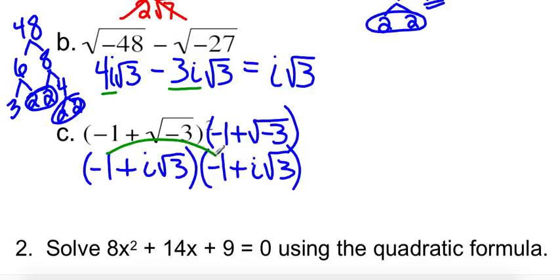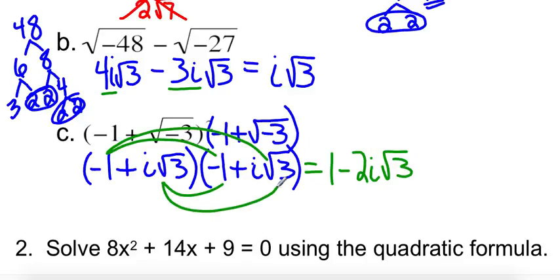Okay, so we have negative 1 times negative 1, which of course is positive 1. We have negative i root 3 and negative i root 3, so that's negative 2i root 3. And then finally we have i root 3 times i root 3. Well, i times i is going to be i squared, and root 3 times root 3 is just 3. Don't worry, we're going to clean this up. i squared is negative 1. So negative 1 times 3, this entire term becomes negative 3.